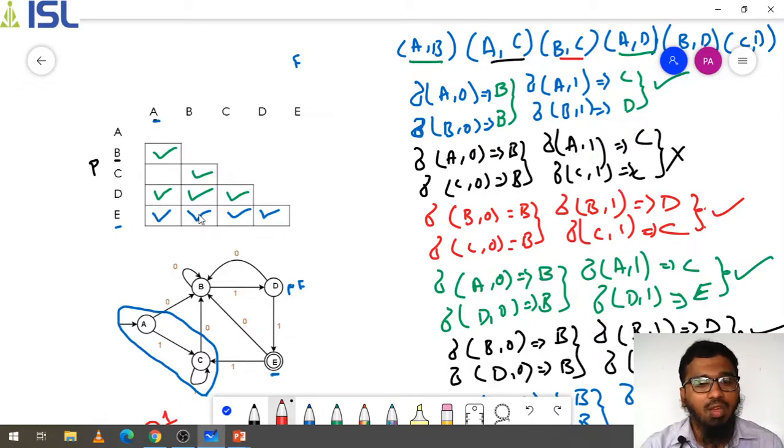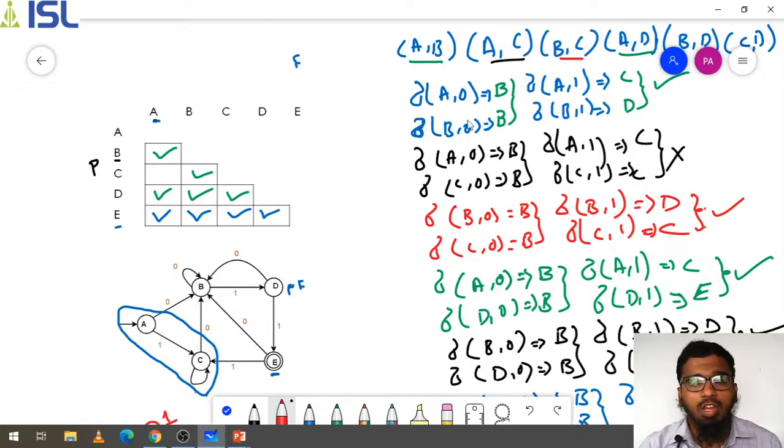In the same way, BE: E is a final state and B is a non-final state. So both are different. Because of that we mark the tick. Next one, EC. Here also E is a final state and C is a non-final state. Because of that we mark the tick. And ED: E is a final state and D is a non-final state. Because of that we mark that.